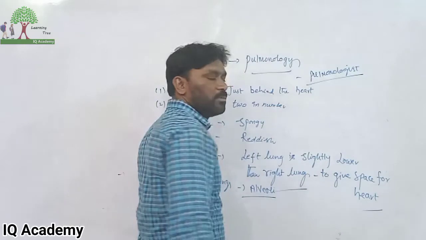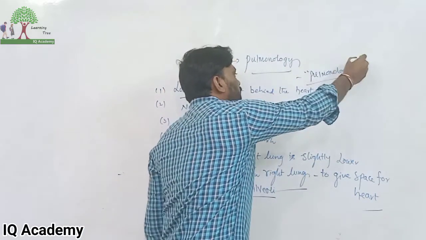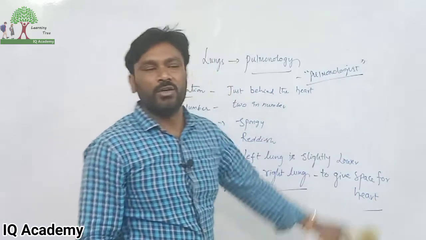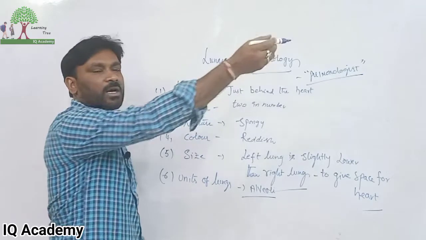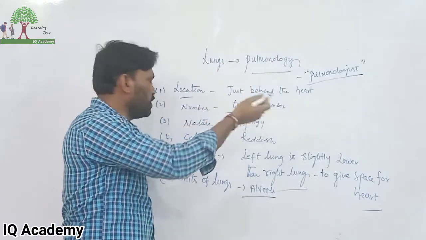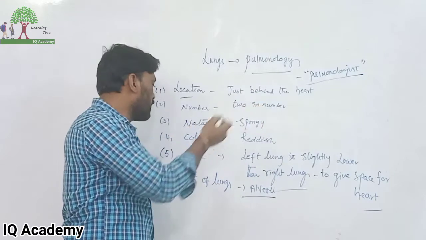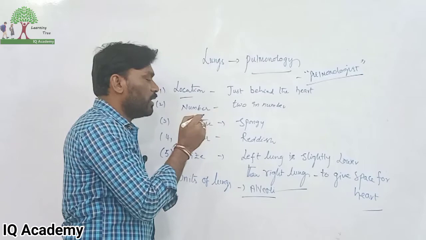Whenever we have respiratory problems, we consult a specialist doctor, who is called a pulmonologist. Location: just behind the heart. Number: two. Nature: spongy. Color: reddish. Size: the left lung is slightly lower than the right lung.